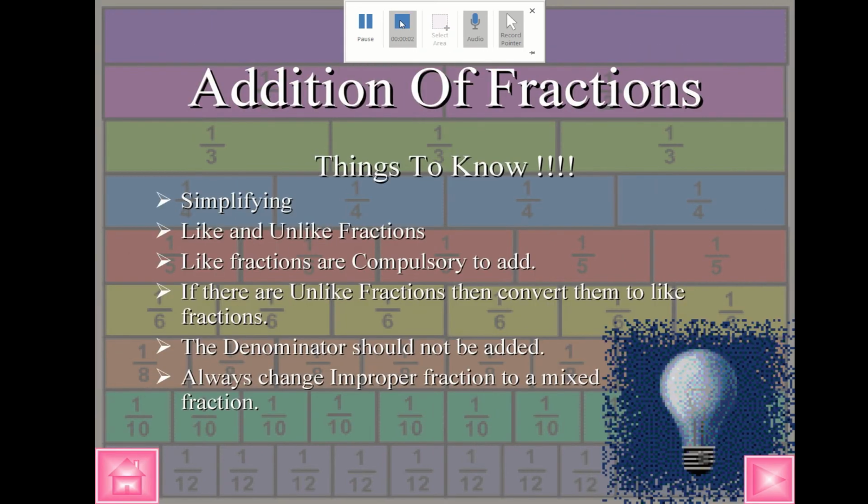Addition of fractions. These are some important points. Simplifying like and unlike fractions. Like fractions are compulsory to add. If there are unlike fractions, then convert them into like fractions. The denominators should not be added. Always change improper fractions to a mixed fraction.